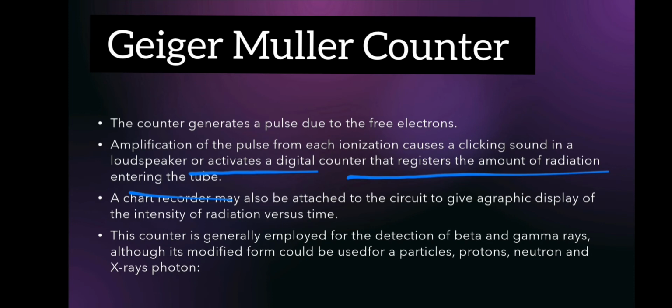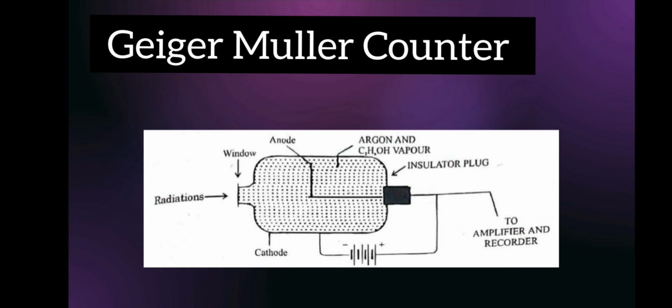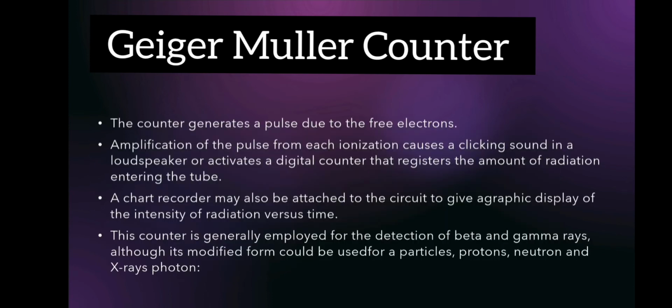This amplifier can be attached to a loudspeaker, or to a digital counter that registers the amount of radiation entering the tube. A chart recorder may also be attached to the circuit to give a graphic display of the intensity of radiation versus time.